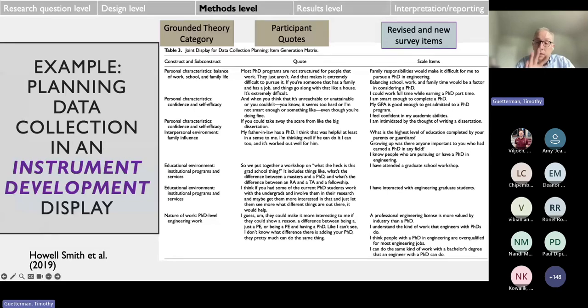So this is another example of a joint display. So on the left-hand side, we see constructs and also subconstructs from those qualitative results. We also see quotes, direct quotes from individuals. And then on the far right-hand side, we see the resulting item on this instrument. So I won't read through this to you and happy to make these slides available, but this is really demonstrating that systematic process of integration, building integration at the methods level, where those qualitative results were informing this survey. They were informing the data collection, what's actually going to be on this survey.